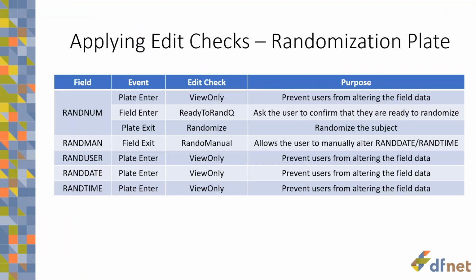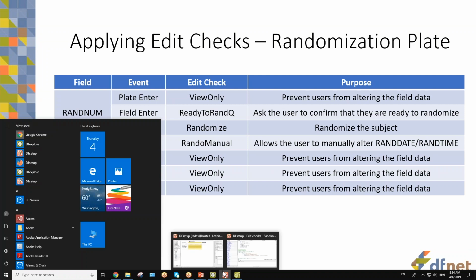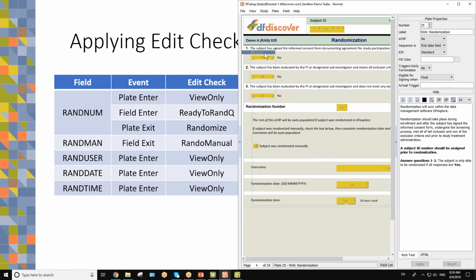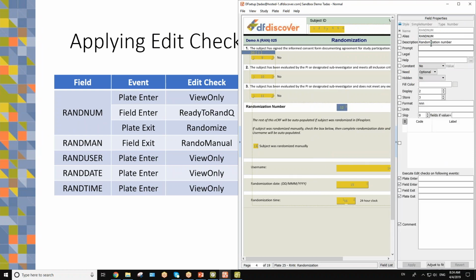Applying edit checks. So now that we've actually plugged in all the lookup tables and the edit checks have been plugged into the study itself, now it's time to apply them to the plates. I'm going to drag this on the side here so I can see both windows at the same time. I'm here on the randomization form. So the very first thing is the random field, which is the randomization number.